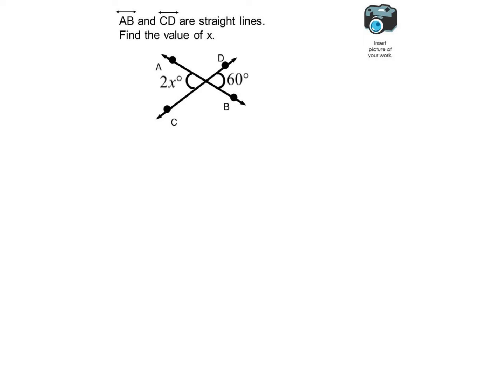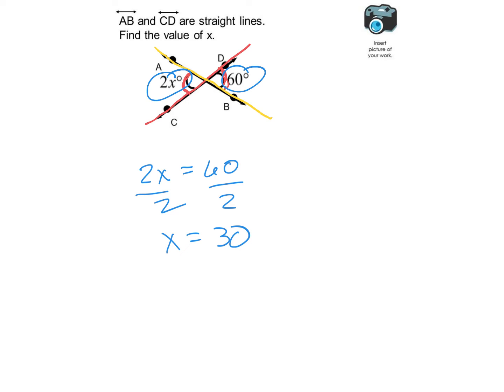All right, so there's only two lines. This one's not as critical to see, but if we get into the practice, that'll be lovely. So this is from yellow to red, and those two angles are not adjacent, therefore they're vertical. And you know what about vertical angles? Vertical angles are equal. So that means 2x is equal to 60 degrees. There's your equation, solve for x. X equals 30. It doesn't need a degree symbol because it's not asking me for an angle measure, it's asking me for a value.